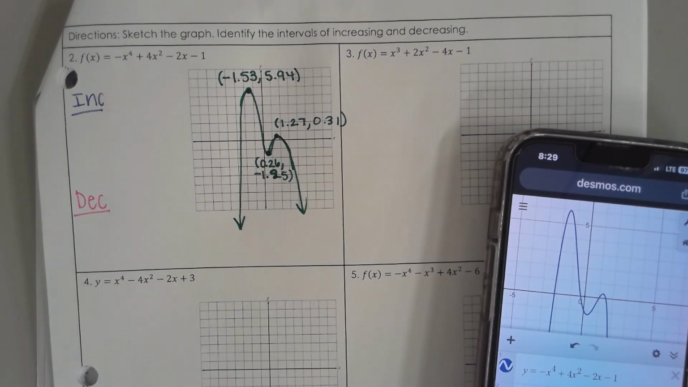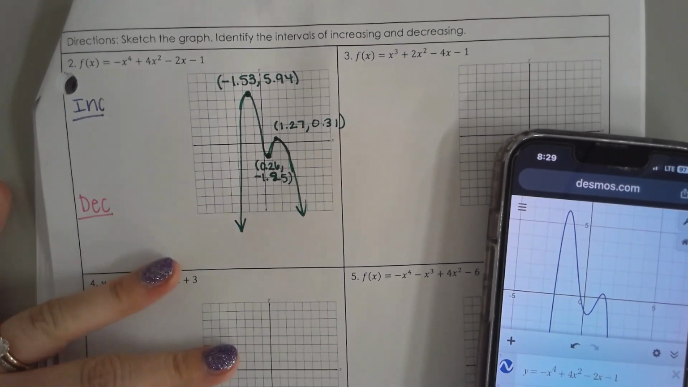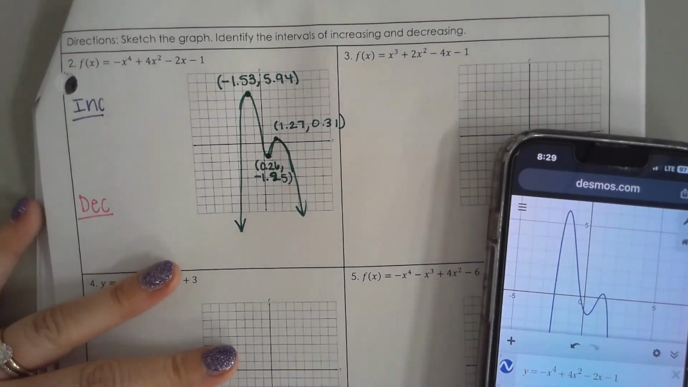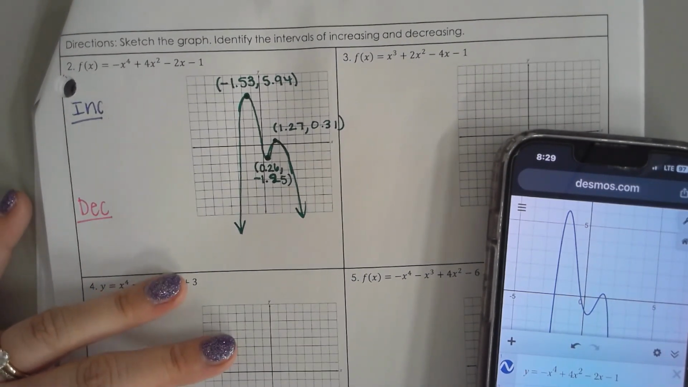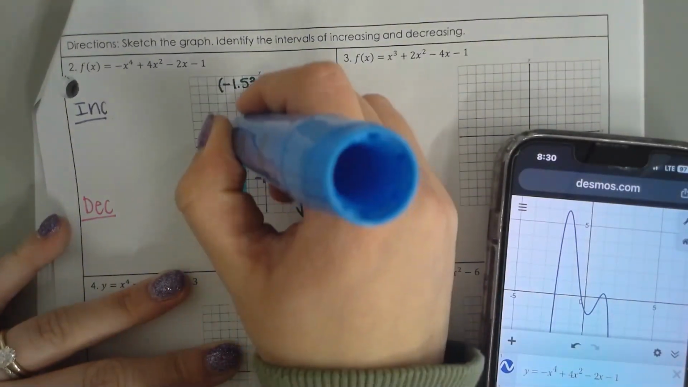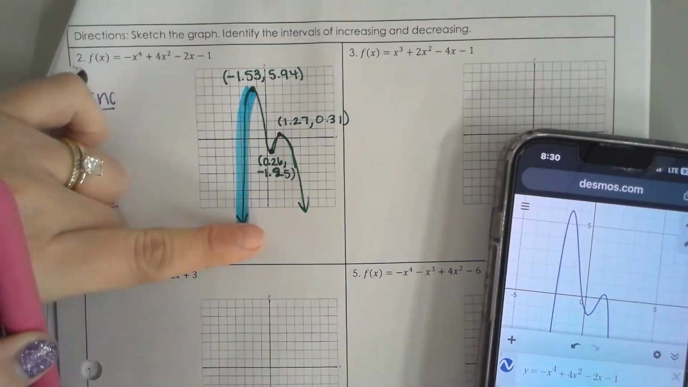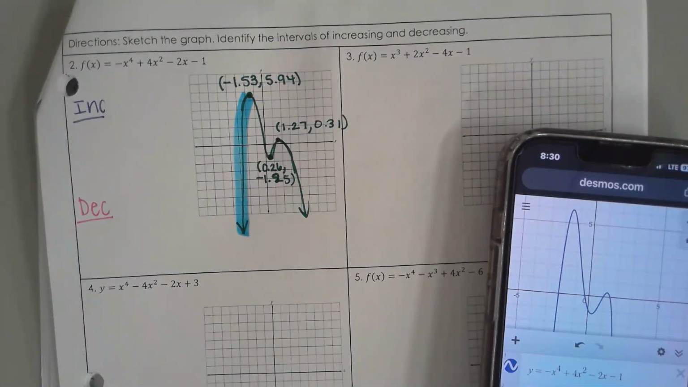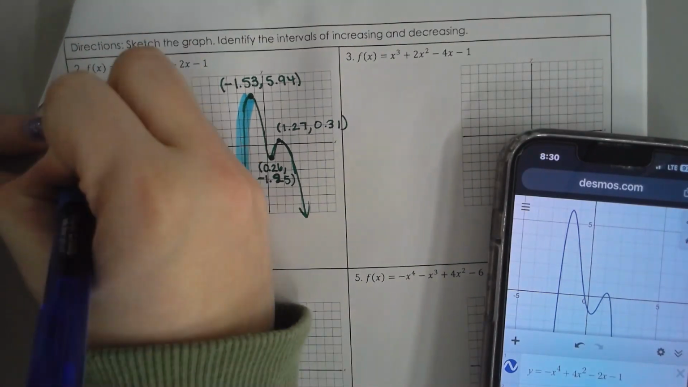Alright, so if I start tracing out this graph, am I going to be increasing or decreasing? If I trace it with my finger, is my finger going to go up or down? It's going to be going up. So you kind of ignore the end arrows. My finger literally goes up. So that's increasing.